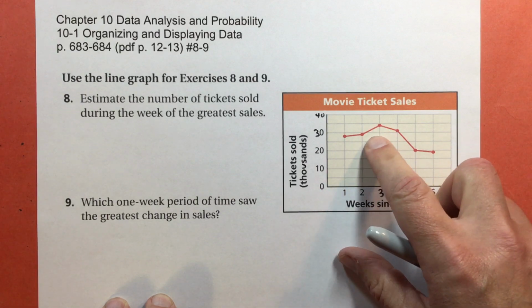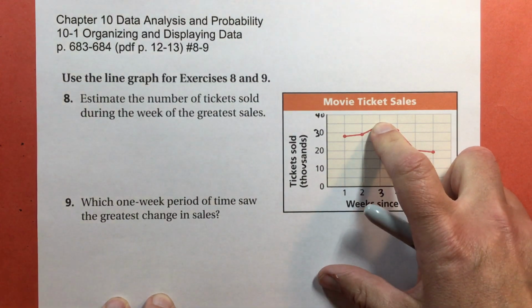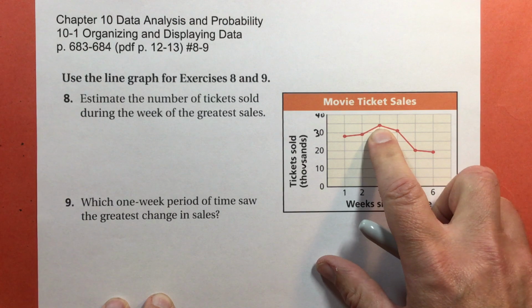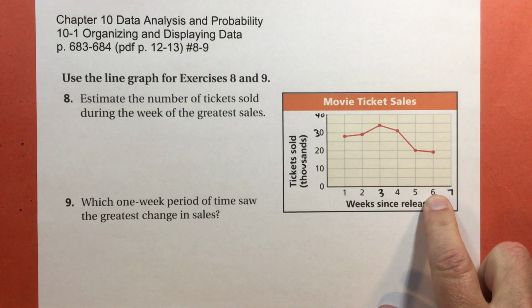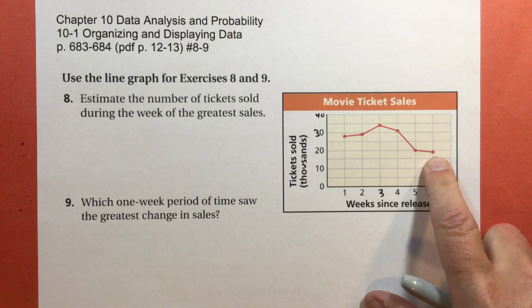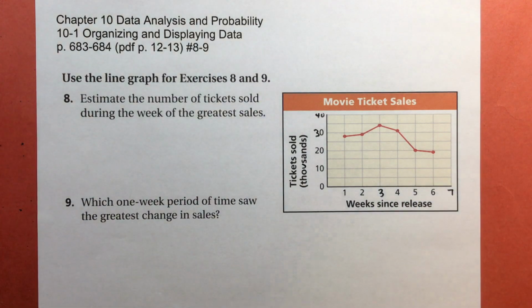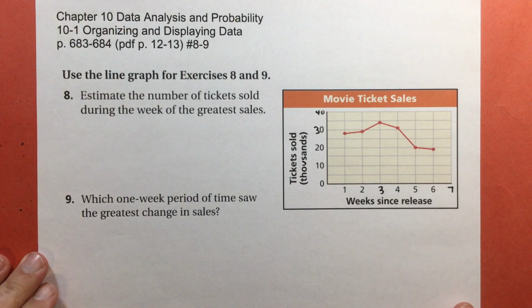3 weeks, some people were hearing about it, they were reading about it, maybe they were thinking, hey, now's the time to go, so it kind of increased. And then after that, the movie started to decrease. Less people started to go see the movie. So a month and a half after it was released, we're down to almost 20,000.